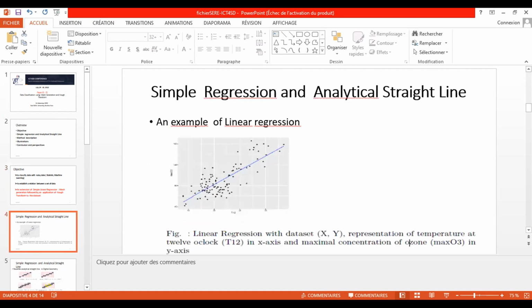In preliminaries regarding simple regression analytical line, here we have an example of a set of points and a simple linear regression, with a data set representing temperature and maximal concentration of ozone. We say that there is a straight line that passes through a set of points.